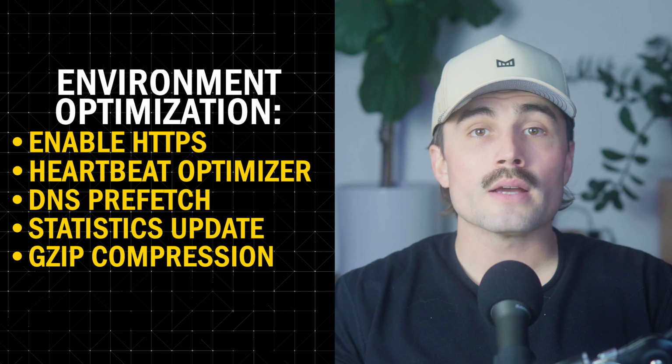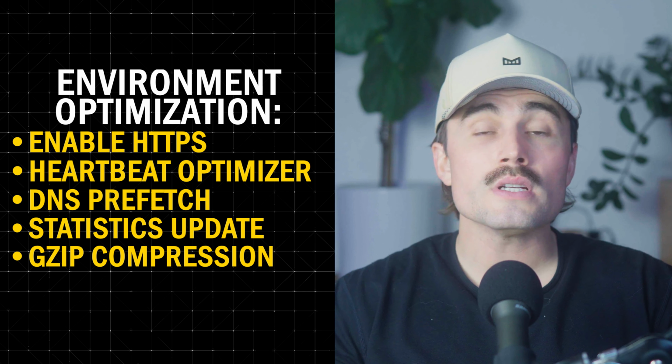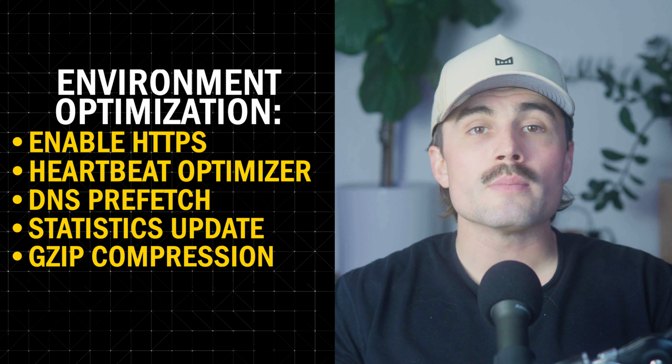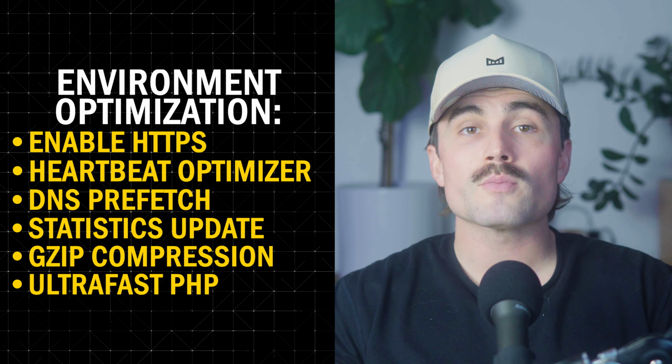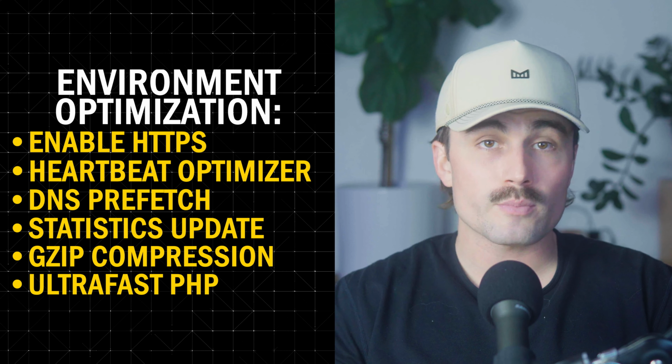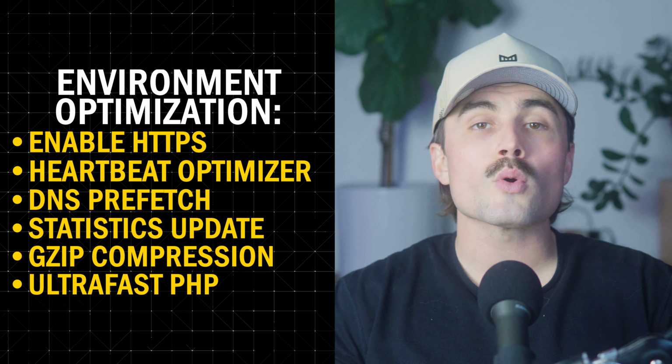In SiteGround Optimizer, under Environment, make sure GZIP compression and browser caching are enabled. Both settings help reduce the amount of data transferred. Ultrafast PHP. SiteGround offers an optimized PHP version called Ultrafast PHP. It improves performance by serving requests more efficiently.